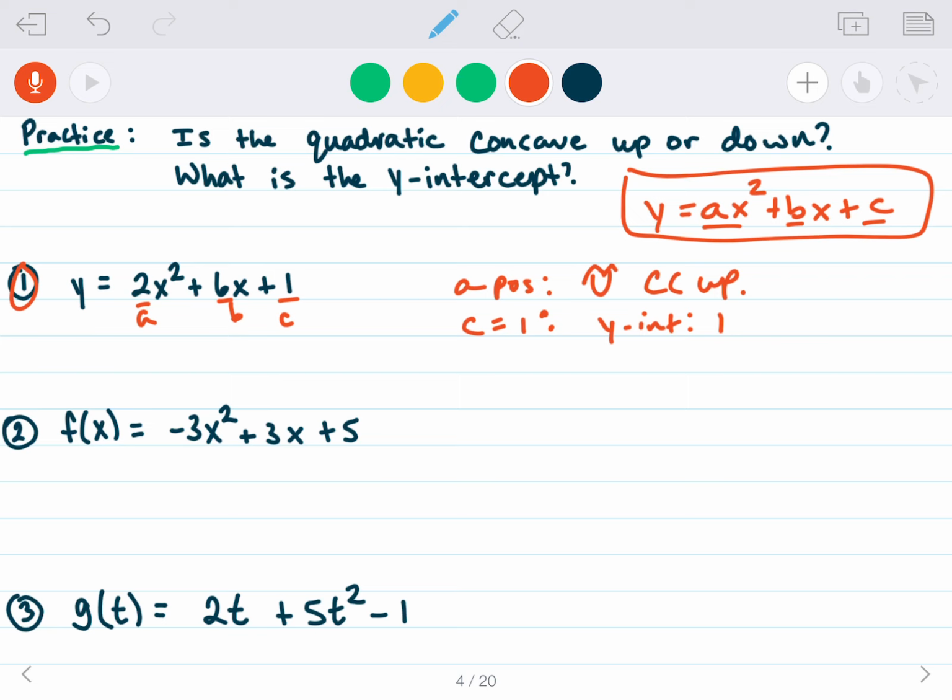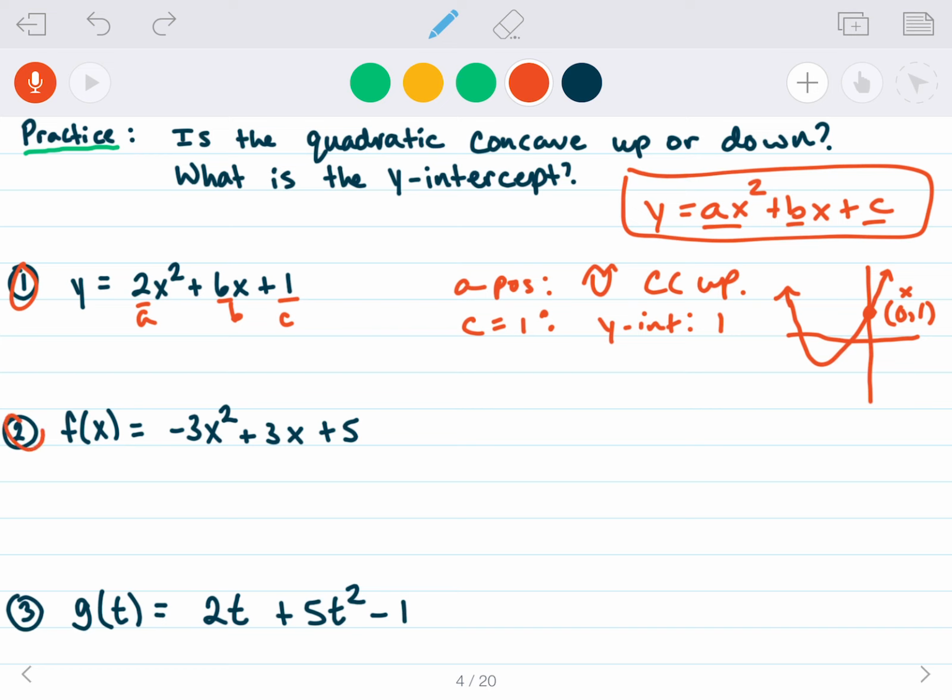So that's what we know about this thing. We know that it's going to pass through 1, and it's going to be concave up. So let's do a little sketch of what that might look like. It might look something like this, just based on the information that we have. So this is our y-intercept of 1. And remember, with y-intercepts, x is always 0. So when x is 0, y is 1. We know that, and we know that it has this U shape, and that's kind of all we can infer at this point.